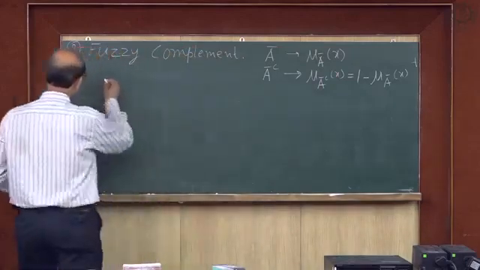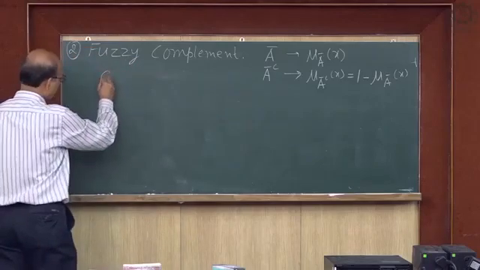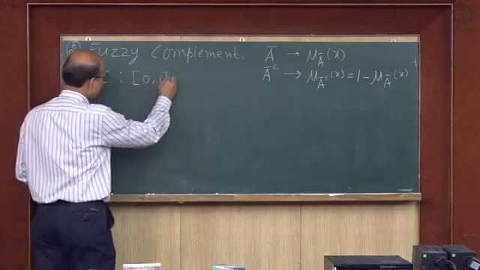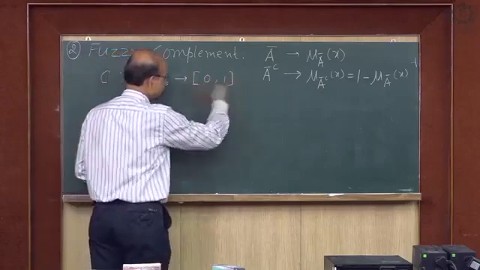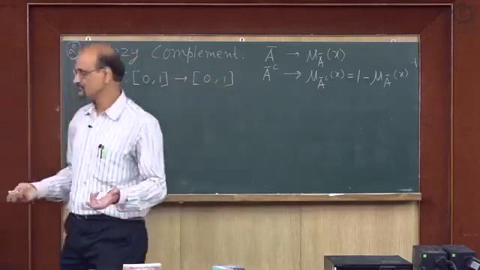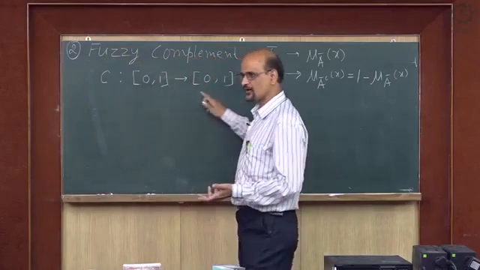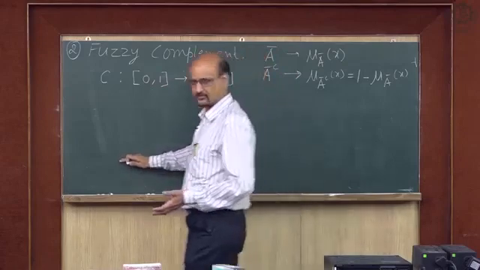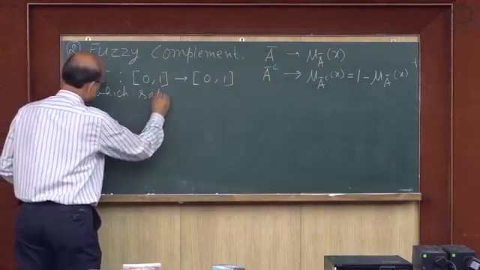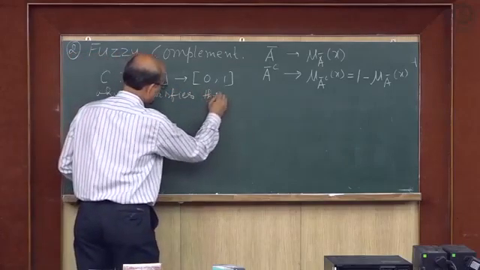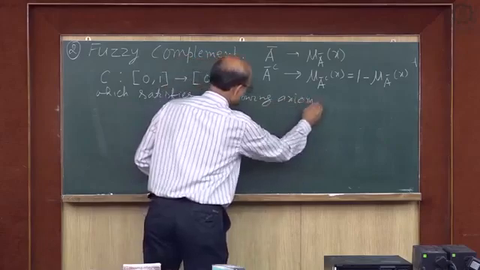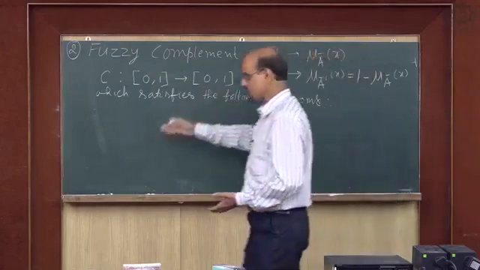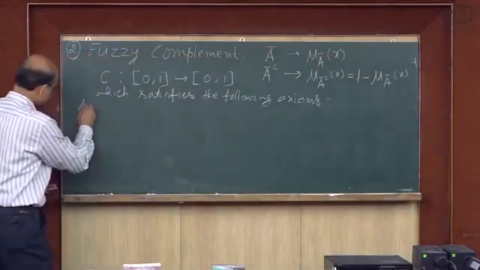So, for fuzzy complement I define a function c from 0 1 to 0 1, because my range is from 0 to 1. C is a function from 0 1 to 0 1 which satisfies certain axioms, which satisfies the following axioms. You can see the axioms very well from here. I am writing one by one. So, first one is axiom 1.